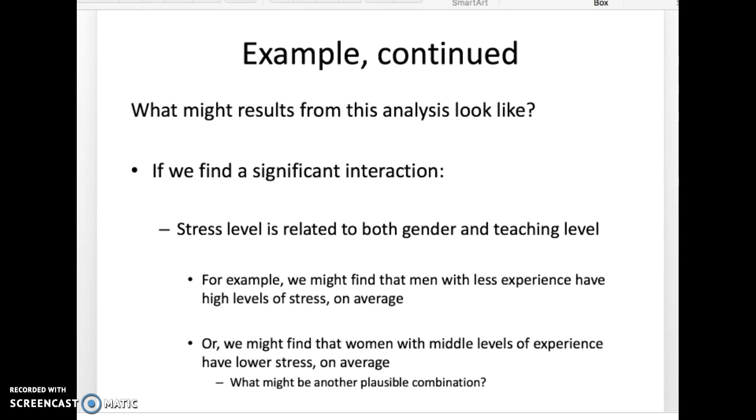Continuing with this example, what might results from this analysis look like? If we find a significant interaction, stress level is related to both gender and teaching level. For example, we might find that men with less experience have high levels of stress on average. Or we might find that women with middle levels of experience have lower stress on average. What might be another plausible combination? There are several.